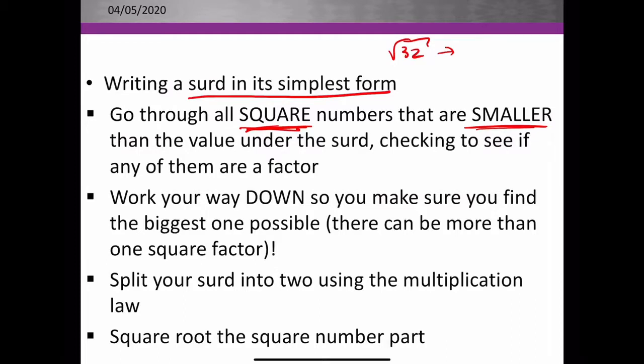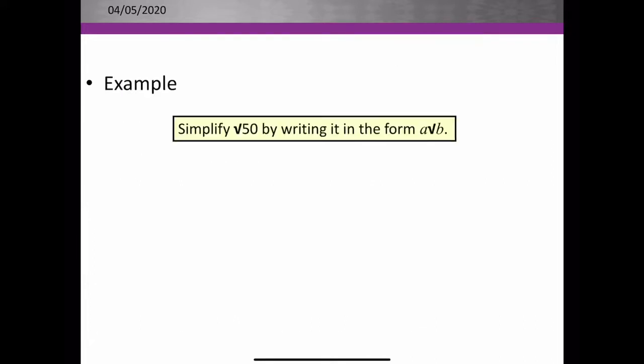The first example we're going to go through is the square root of 50. Can you write down the first square numbers? Well, the first square numbers are 1 times 1, 1. 2 times 2, 4. 3 times 3, 9. 4 times 4, 16. 5 times 5, 25. 6 times 6, 36. 7 times 7, 49. So these are the first 7 square numbers.